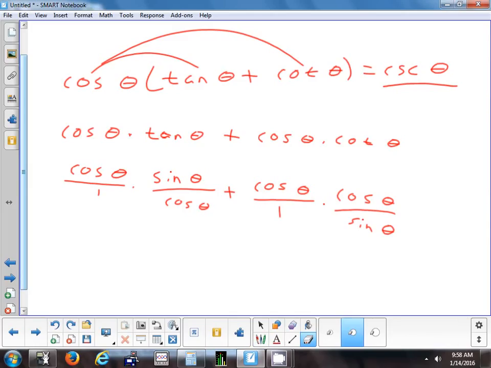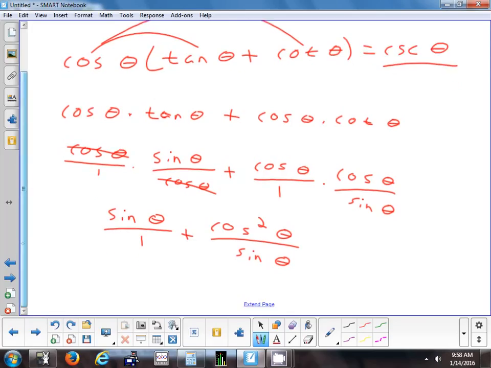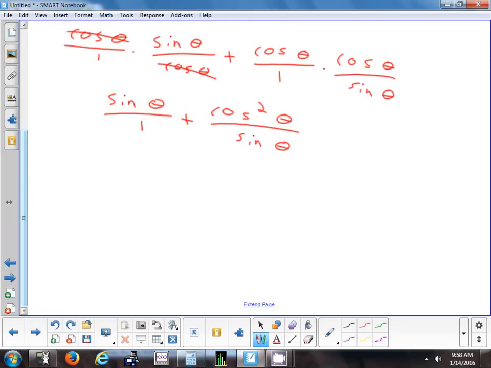On the left, what we can do, before we even multiply, why don't we cancel out those cosines? Since we have one in the top, one in the bottom. So I have sine over 1 plus cosine squared over sine. All right, now everything is written in terms of sine and cosine. There's really nothing else we can do with that trick. Okay, but the next trick we could do would be to find a common denominator. Okay, one way to find a common denominator is just to take the two that you have and multiply them together. So the common denominator here is going to be 1 times sine.